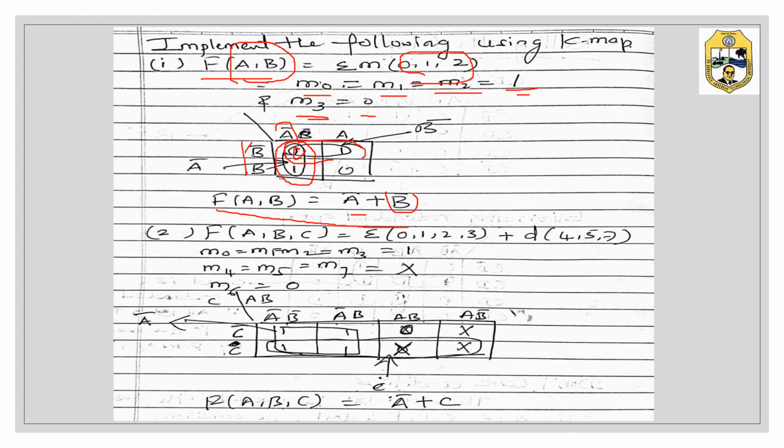Next, f of a comma b comma c. So it is given over here summation of 0 comma 1 comma 2 comma 3 plus here it is written as d. D indicates don't care condition. So d of 4 comma 5 comma 7.